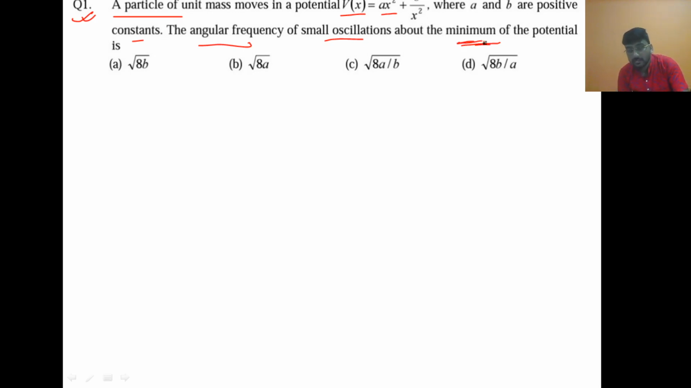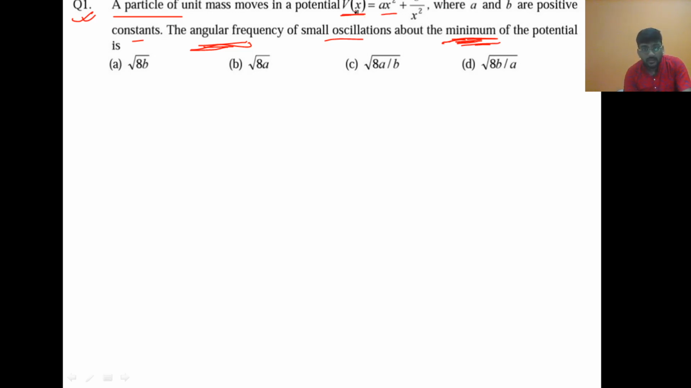Where the potential is minimum, that is the stable equilibrium point, and oscillation always takes place about the stable equilibrium point. So it is obvious that we have to find the minimum point first. When we are asked to find the angular frequency, we must find the minimum point, because only about the minimum point, the stable equilibrium point, does oscillation occur. So we first have to find the value of x for which V(x) is minimum.